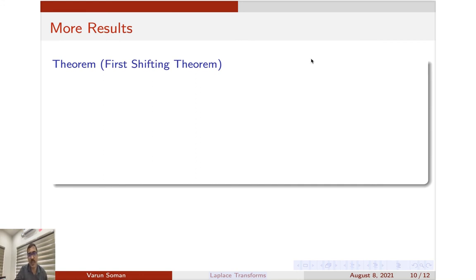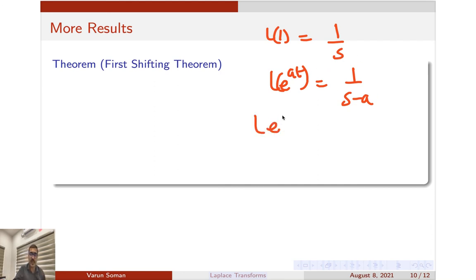Before I introduce that, you know that L of 1 is simply 1 by s. And what is L of e raised to at? It is 1 by s minus a. So if you look here, this is the L of e raised to at times 1. When I multiply 1 with e raised to at, the transform of 1 was shifted by a quantity a. So the transform of 1 was shifted to 1 by s minus a. Your s was shifted to s minus a.